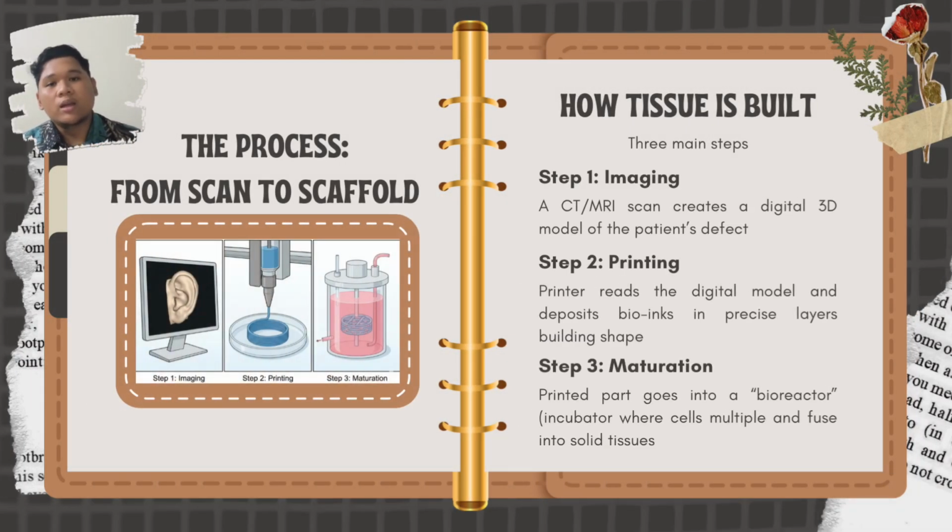Next, there are three main steps in the process of bioprinting. Step 1, imaging, where a CT or MRI scan creates a digital model of the patient's defect. Step 2 is the printing. The printer reads the digital model and deposits bioinks in precise layers, building the shape. And the last step, step 3, is the maturation, where the printed part goes into a bioreactor or incubator where the cells multiply and fuse into solid tissues.